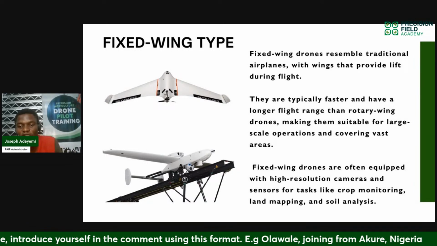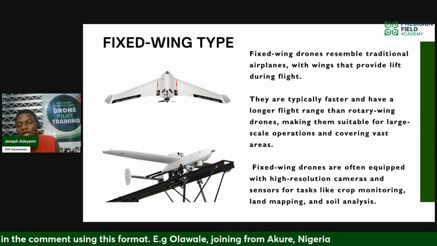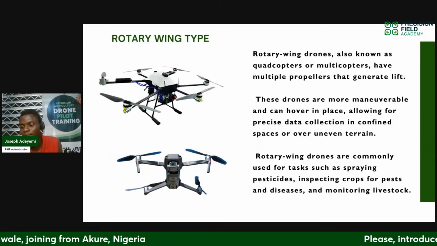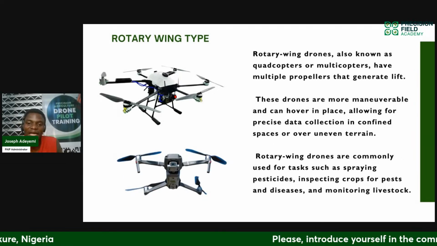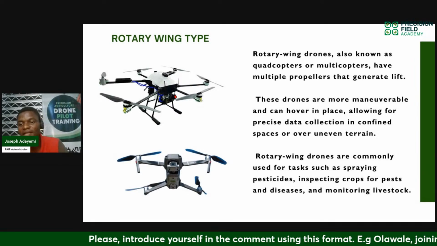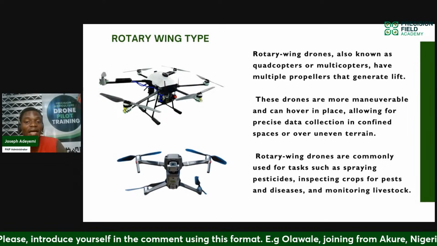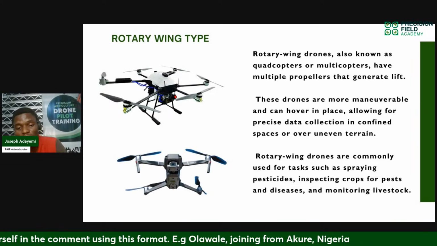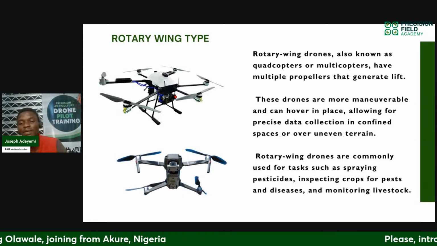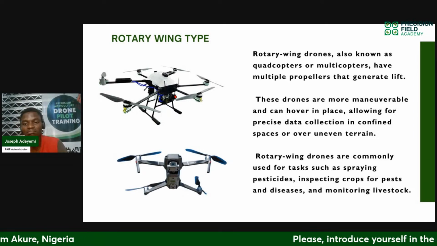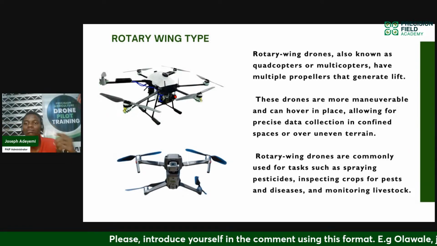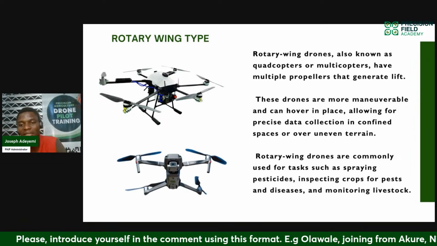Fixed wing drones are often equipped with high resolution cameras and sensors for tasks like crop monitoring, land mapping, and soil analysis. Yes, we have the rotary wing class. Rotary wing is relatable to the multi-rotor and the rotorcraft class, because they both use rotary wings. So the rotary wing could be multi-rotor. Rotary wing drones are also known as quadcopters or multi-rotors, and they have multiple propulsion units that generate lift.